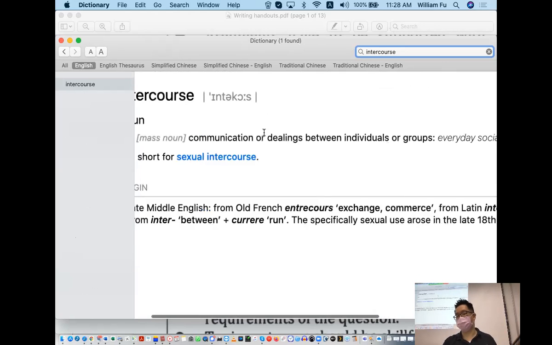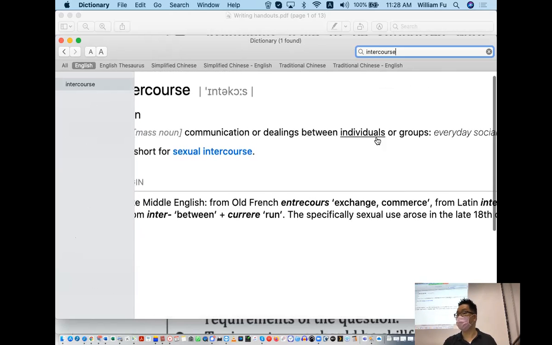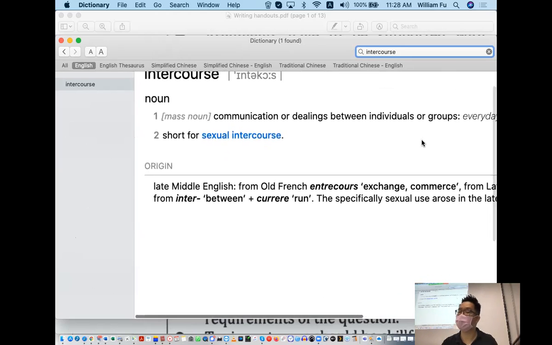Now, intercourse actually has the meaning of communication or dealing between individuals or groups. Yes, it has this meaning, but usually we use the second meaning. So that's why in his essay, it's like, I want to intercourse more with others. Which is so important for a whole essay. Whenever he wanted to use the word communicate, he used the word intercourse. So you must be careful not to do something like that.